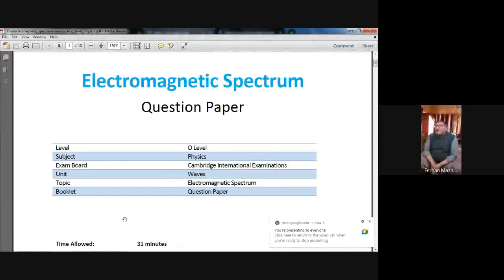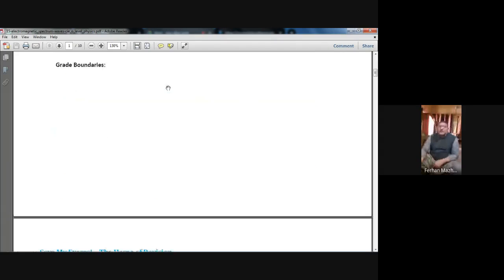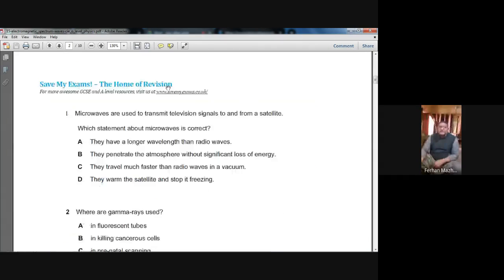So I have selected a worksheet. The name of the topic is electromagnetic spectrum. This worksheet I have taken from a website. The name of the website is savemyexam.co.uk, and there are 26, I think, MCQs there. So let's start.